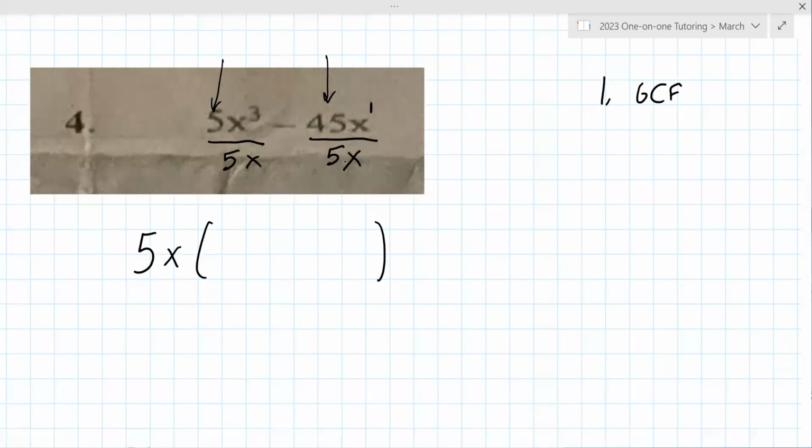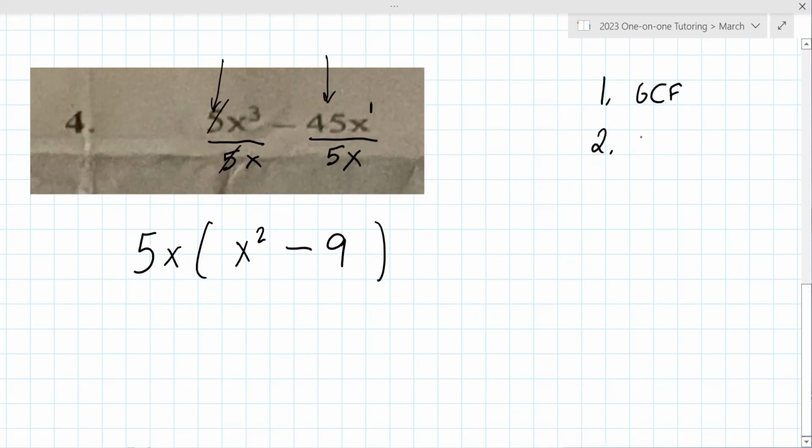So let me know what is inside parentheses. Five x cubed minus 8. The fives cancel when you divide. Okay, so that'd be just x squared. And then what is 45 divided by 5? Oh, it's 9. x squared minus 9.